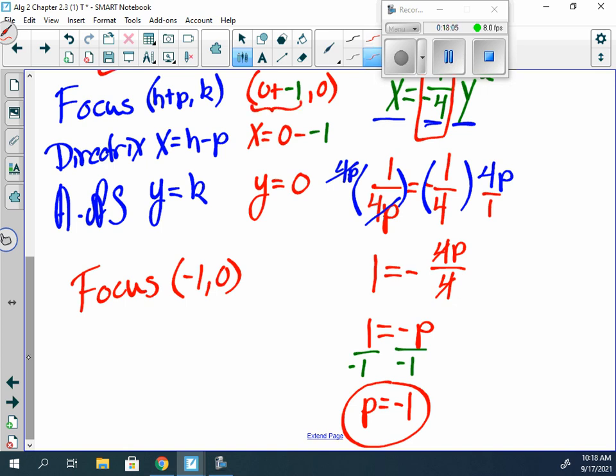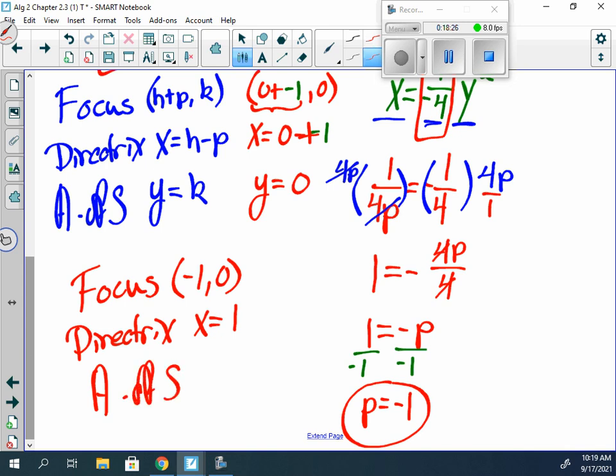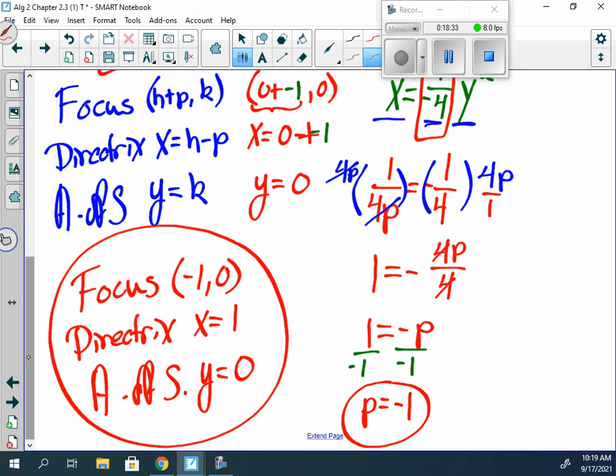Yeah, 0 plus 1. The directrix is going to be x is equal to, well, we have h minus negative 1, which would be plus. So it's x is equal to 1. And the axis of symmetry is y is equal to 0. And that's it. Questions on this here?